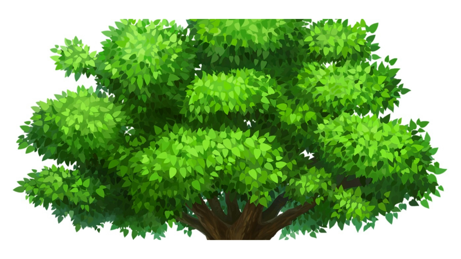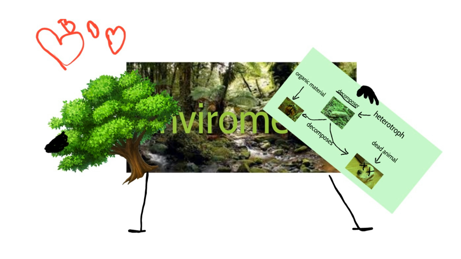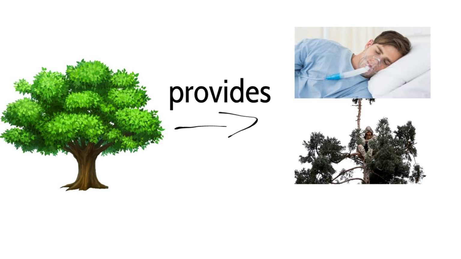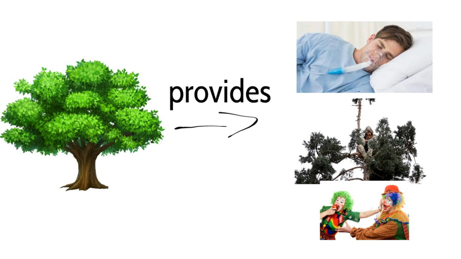An example of a primary producer could be a tree. Trees are very useful to the environment, as they provide clean air, shelter, and a food source for other organisms.